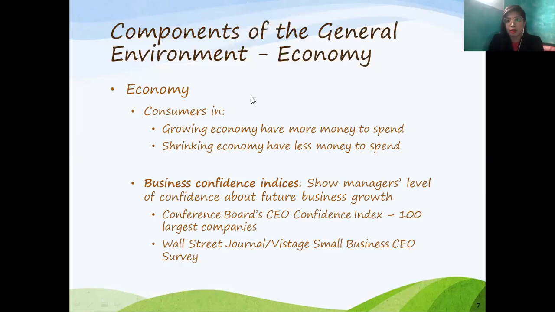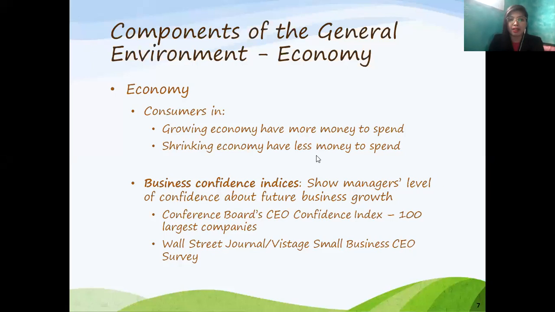Okay, let's discuss one by one the general environment components. We have the economy. So the consumers in a growing economy have more money to spend, and a shrinking economy have less money to spend. So from the perspective of consumers, when the economy is growing, meaning consumers have more money to spend. And then when the economy is shrinking, meaning consumers have less money to spend.